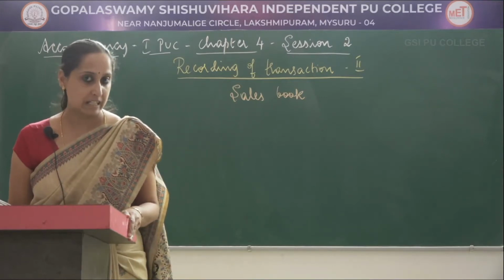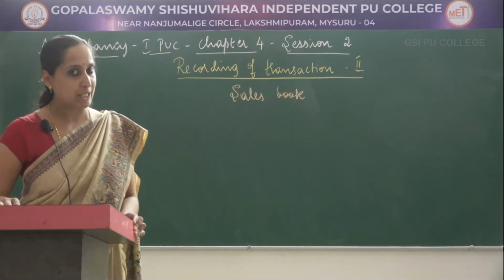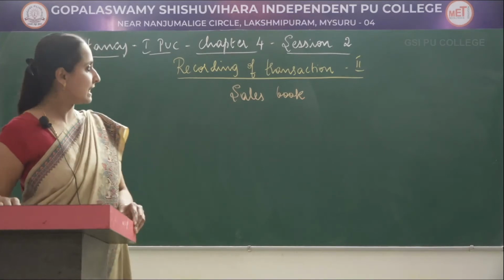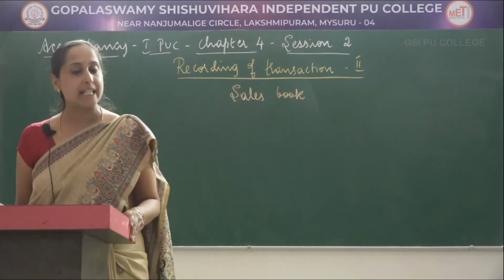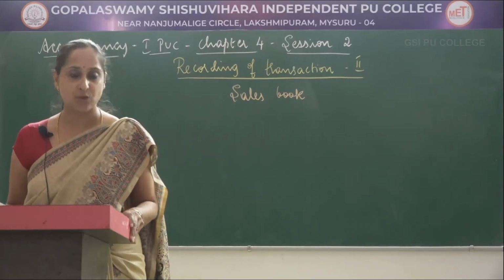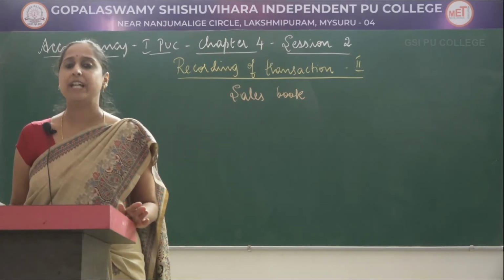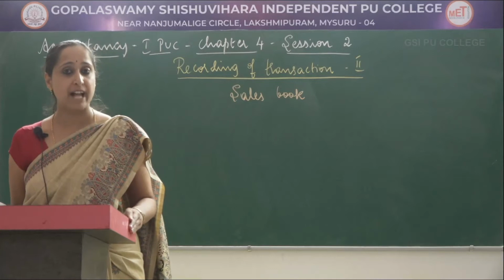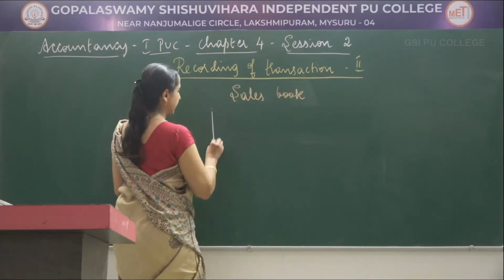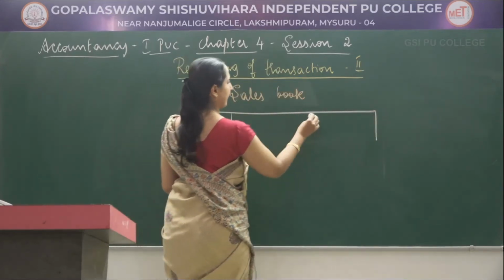Welcome to accountancy class. In today's session, let's continue with chapter 4, that is recording of business transaction 2. This is session 2 and today's topic is sales book. So what is sales book? Sales book is a book where we record all the transactions which are related to sales, or we record those transactions where we have sold goods on credit in the format of sales book. It is quite similar to a purchases book.